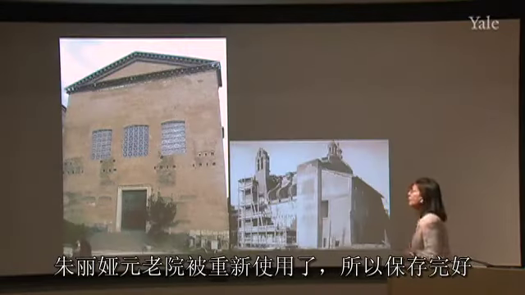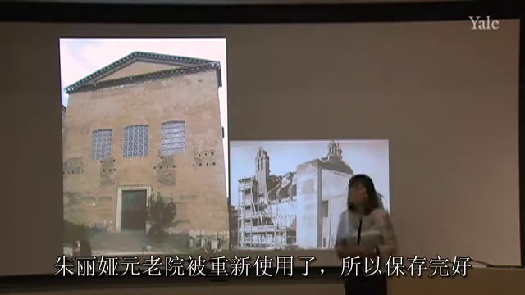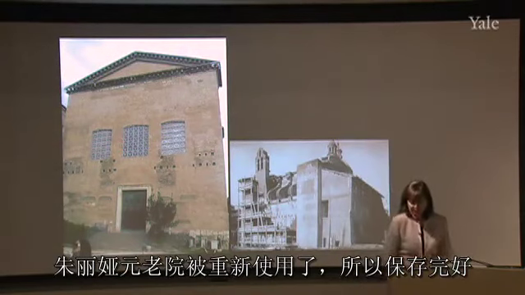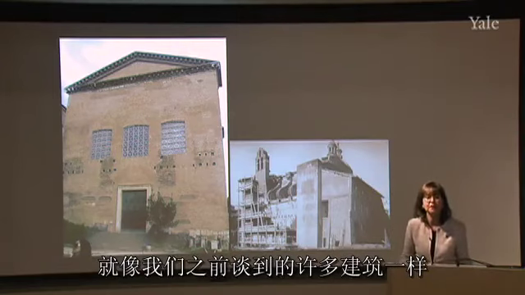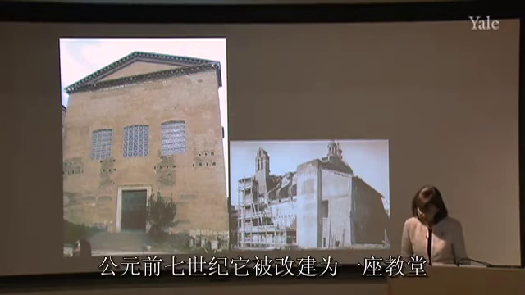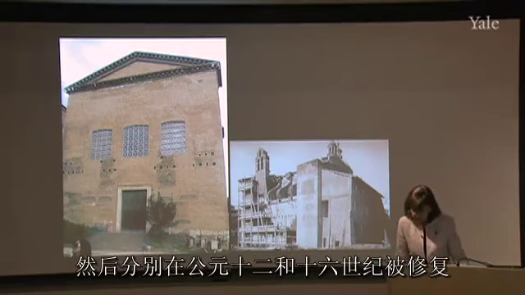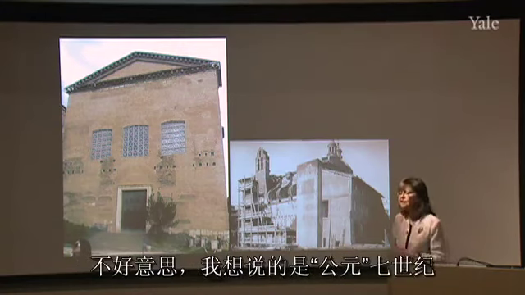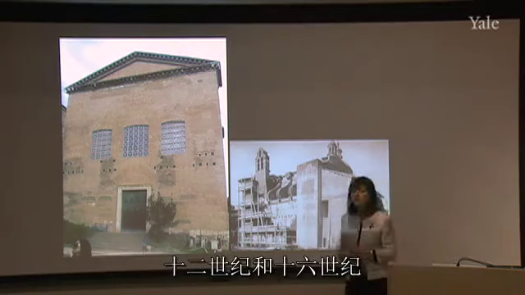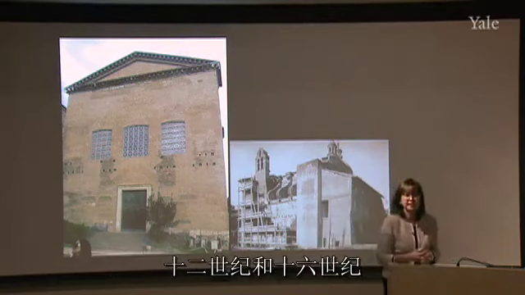This building, the Curia Julia, owes its excellent condition to the fact that it, like so many buildings we've talked about this semester, was reused over time. We know that it was turned into a church already in the 7th century BC, that it was restored in the 12th and in the 16th century AD. Did I say 7th century BC? If I did, I meant AD. 7th century AD, 12th and 16th centuries, and then again in the 17th century.